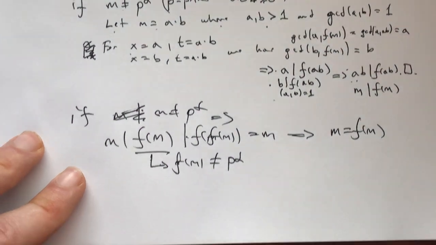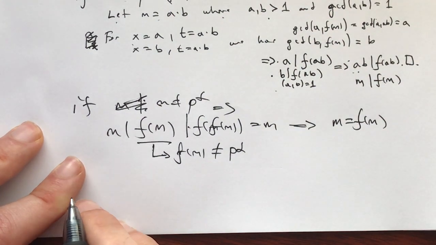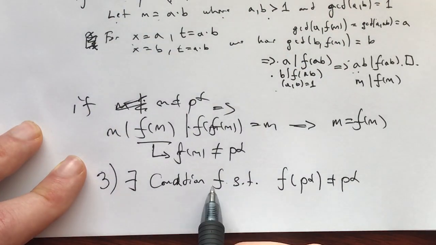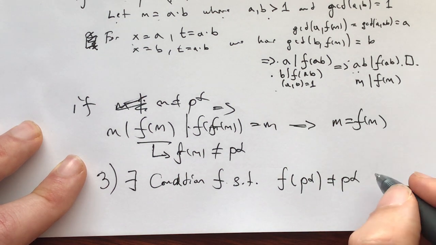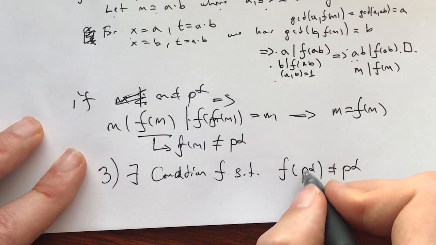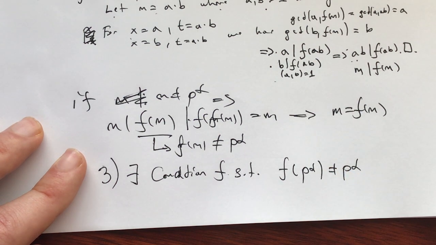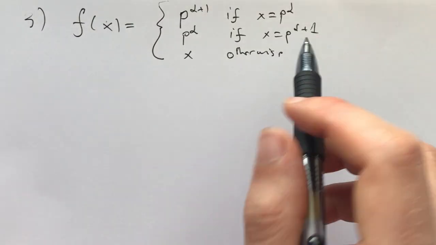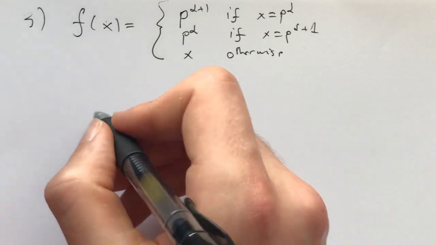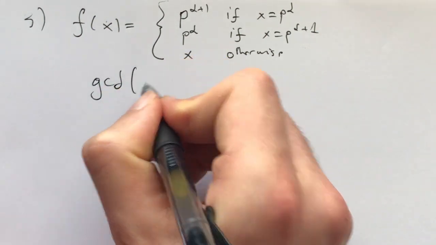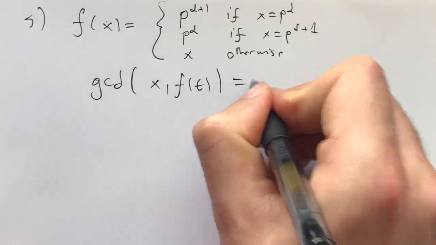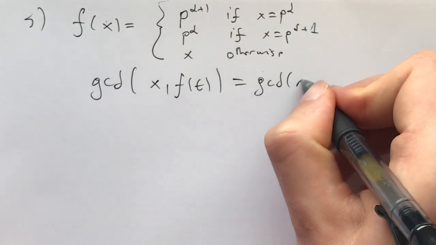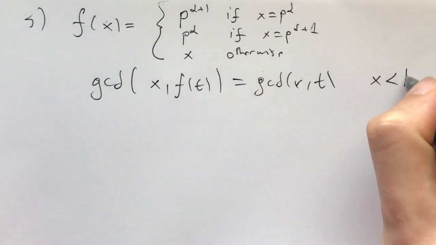And now we move on to the last part of the proof, namely that there exists a Canadian f such that f of p to the alpha isn't equal to p to the alpha for all primes p and all alpha that are non-negative integers. And we prove this via construction, namely, we show that this function is indeed Canadian. It's an involution, so the only thing we need to prove is that the GCD of x and f of t is equal to the GCD of x and t for all x less than t.